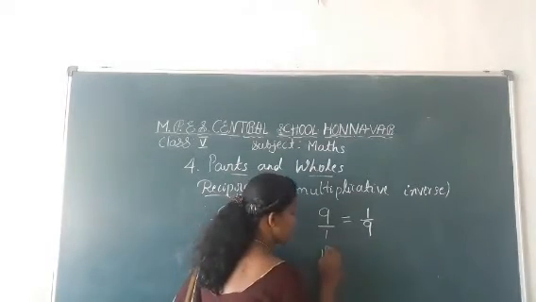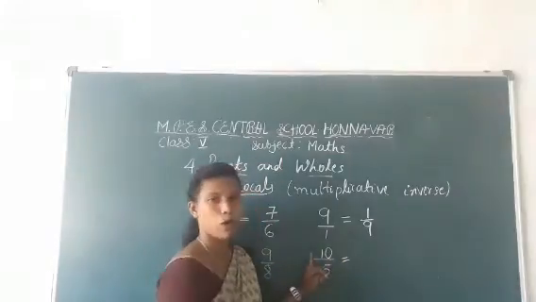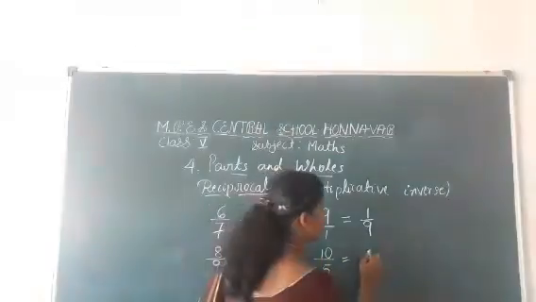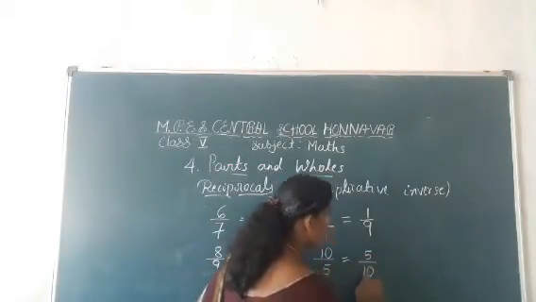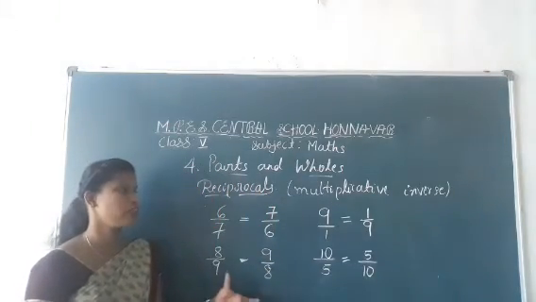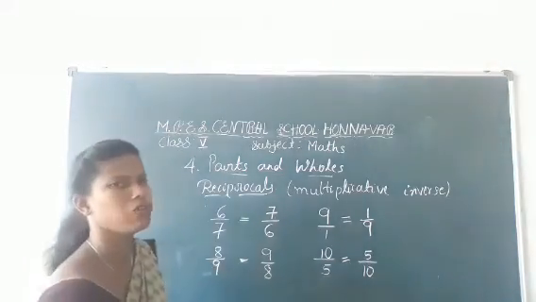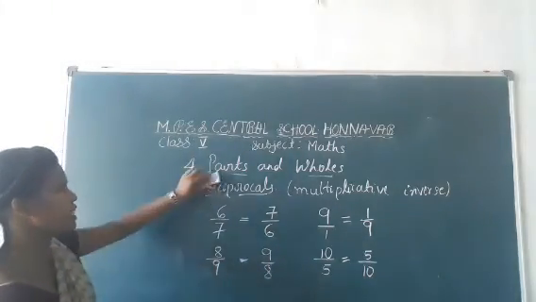Like this, we write 10 by 5. The reciprocal of 10 by 5 is 5 by 10. Like this way, we write the reciprocals of the given numbers. Now see some other example.